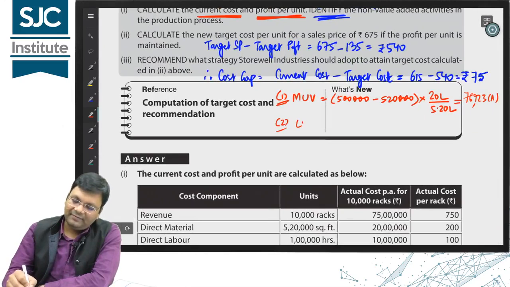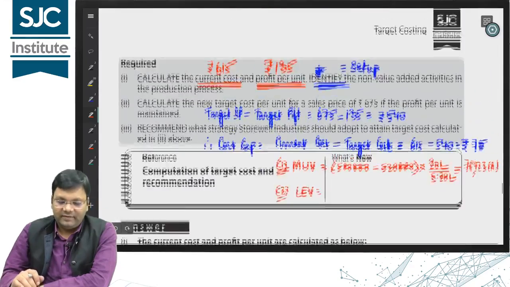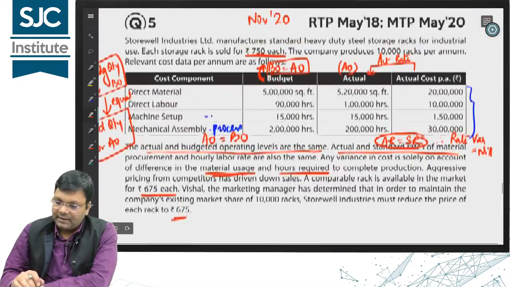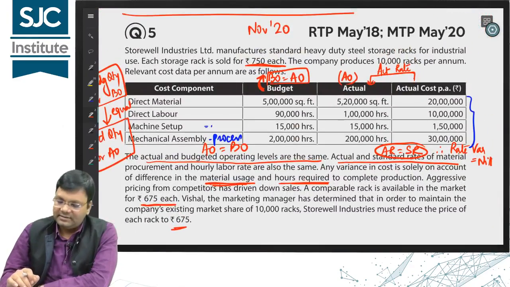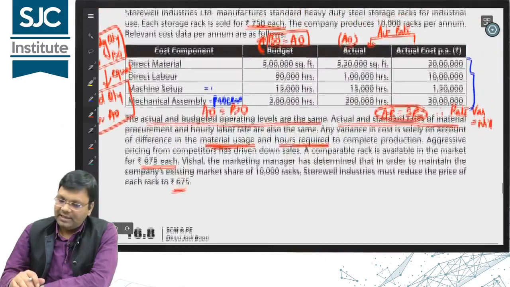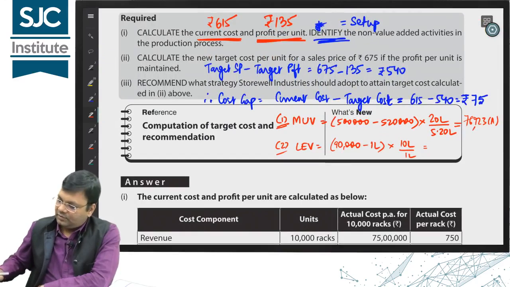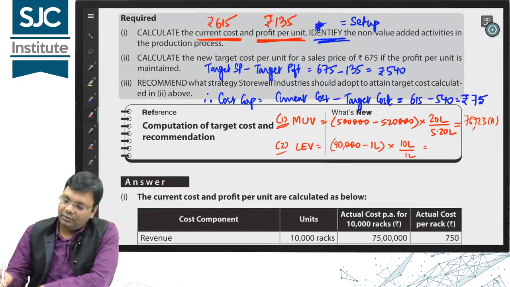Similarly, you please find labor efficiency variance. Just compare the hours and multiply it by standard rate. 90,000 minus 1 lakh, into 10 lakh by 1 lakh. That is only the actual rate, 10 lakh by 1 lakh. So this is coming 90,000 minus 1 lakh into 10, which is equal to 1 lakh adverse.